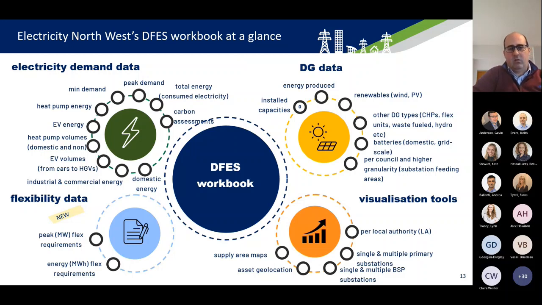But beyond the report, there is actually a workbook that becomes larger and larger through time because we keep adding more data. Our stakeholders inform us about what data they want to get. So you can see here at high level the different categories of data that we share. For electricity demand, beyond peak demand, we also include minimum demand, which is important to understand maximum reverse power flows.